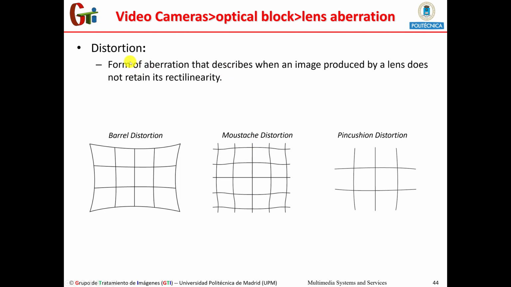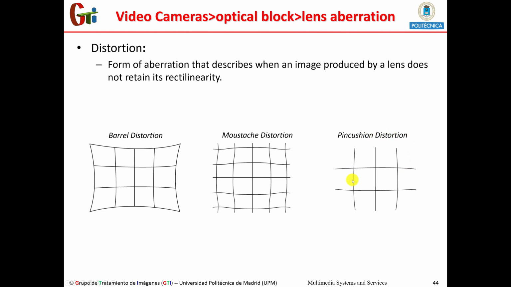Another kind of aberration is the distortion. This is produced when the lens is unable to retain the rectilinearity of the incoming rays. The origin of this phenomenon can be different, but for example, it's very typical of wide angle lenses that can capture a very wide angle. That is the positive part, but the disadvantage is that it introduces important geometric distortion.